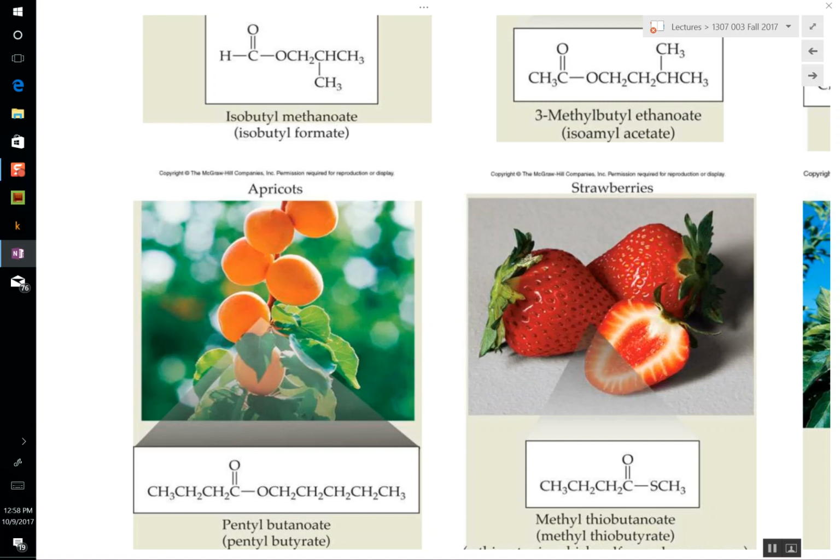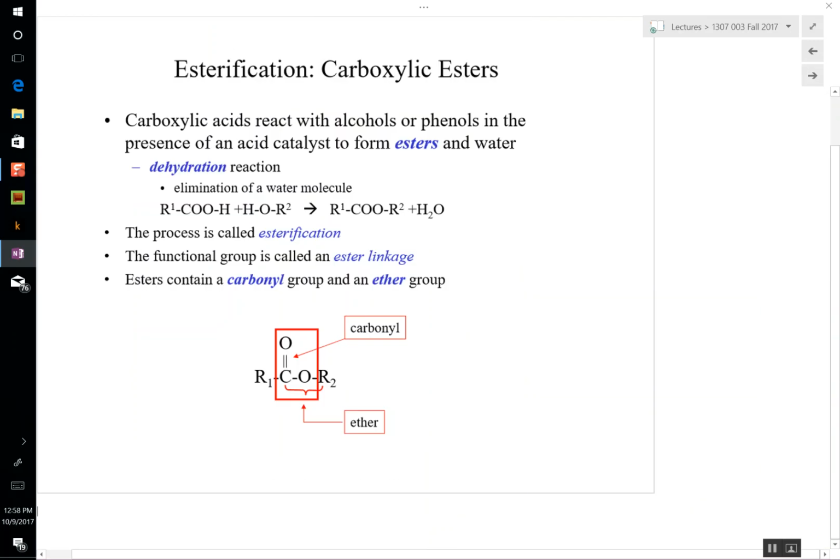This one is unique. The strawberries: you replace the oxygen right here with the sulfur. You won't see very many of these. This is just an example. This is a thioester, where instead of an OH there, we would have had an SH, and now we've put something on there, and that's a thioester. So that's kind of an interesting, unique molecule.